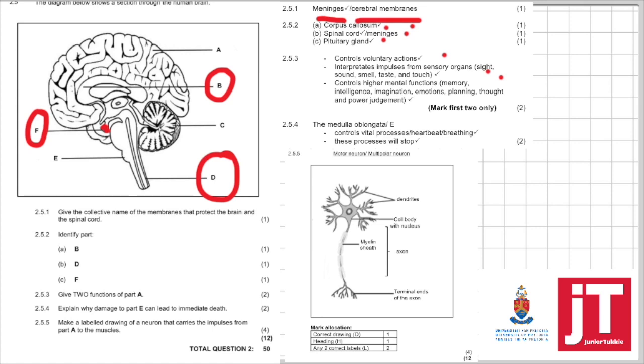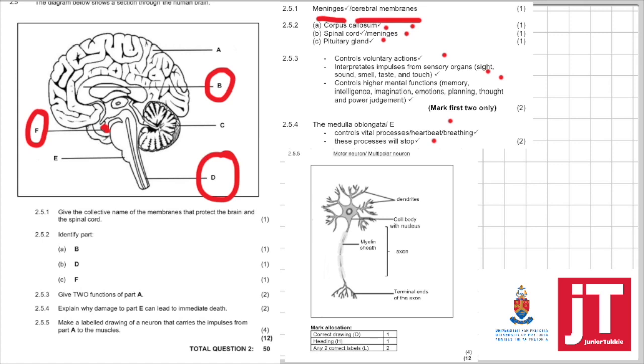2.5.4. Explain why damage to part E, which is the medulla oblongata, can lead to immediate death. The medulla oblongata controls heartbeat and breathing. If these processes stop, what will happen? Breathing would also stop, and the person will die.